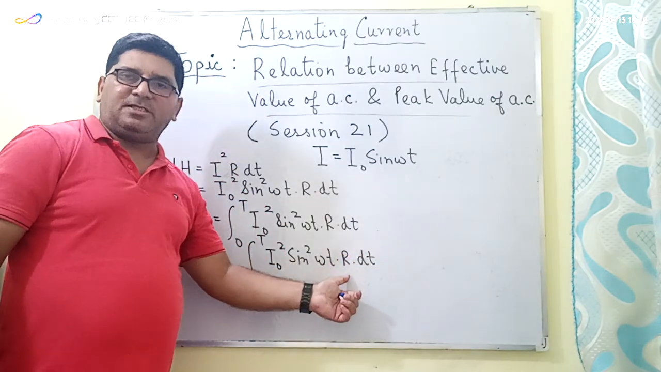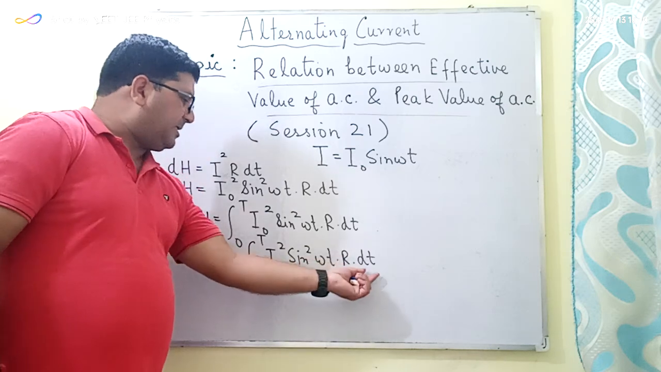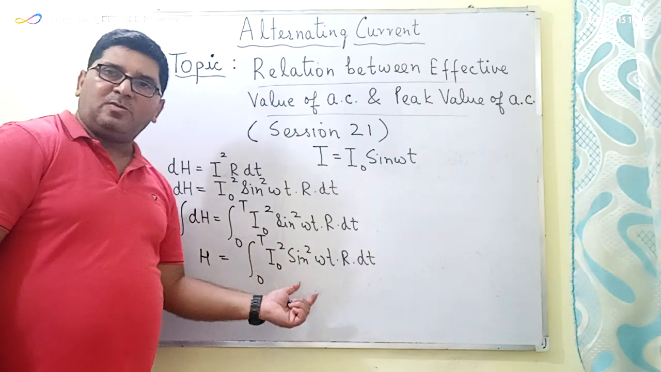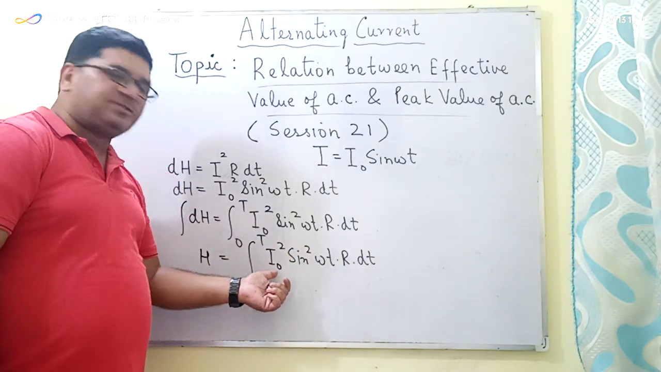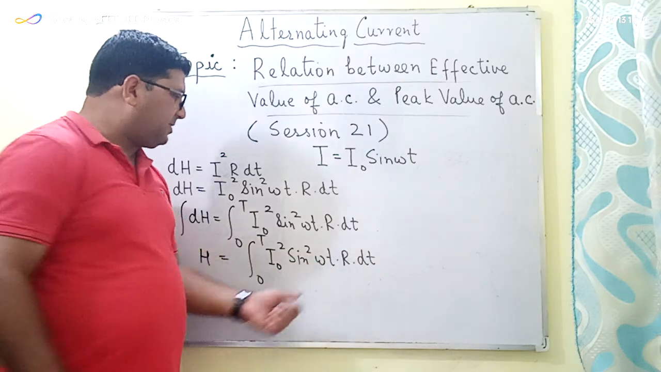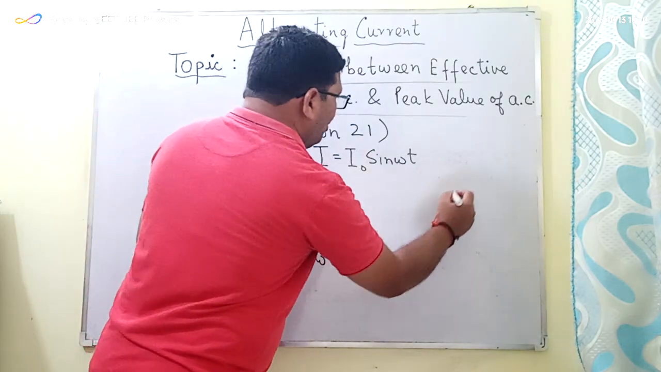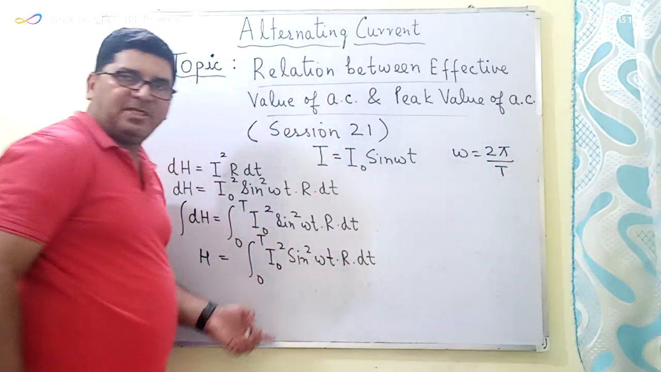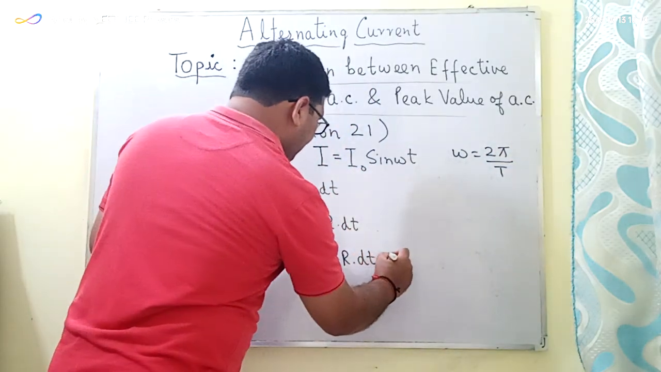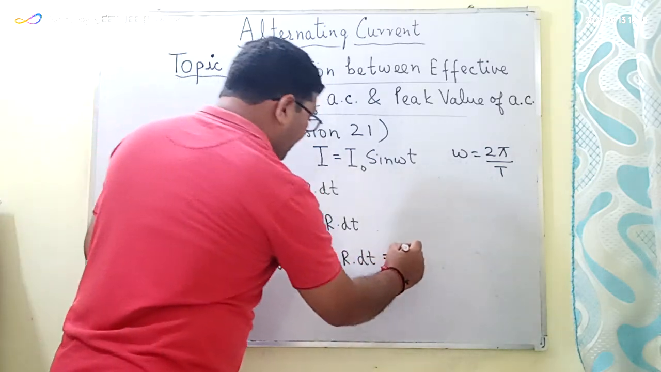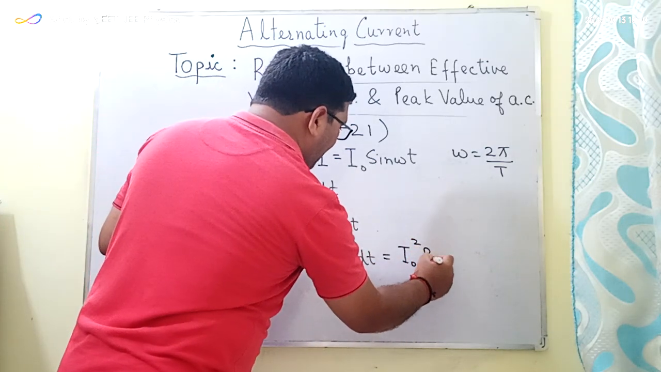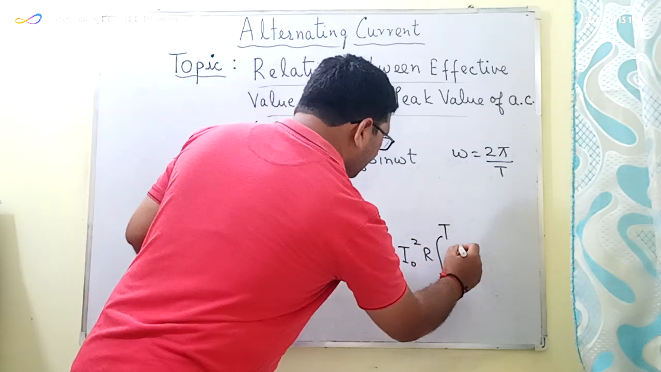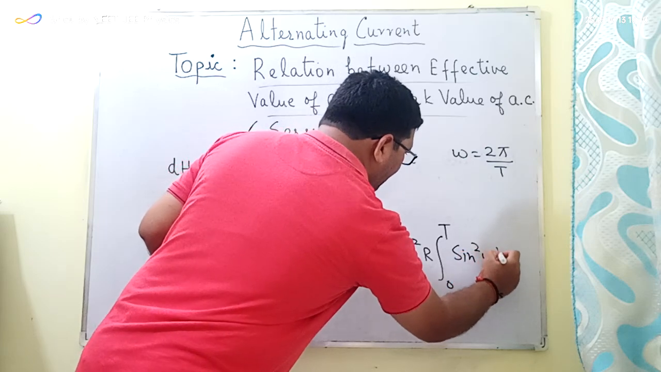So here R is the resistance, dt is the time interval, and H is the total amount of heat produced in one complete cycle. I naught is the peak value of the alternating current, and omega is the angular velocity, where omega is equal to 2 pi upon capital T, where T is the time period. So this can further be written as: I naught square and R are constant, so that they can be taken out. Integration within the limits of 0 and capital T of sine square omega t dt.